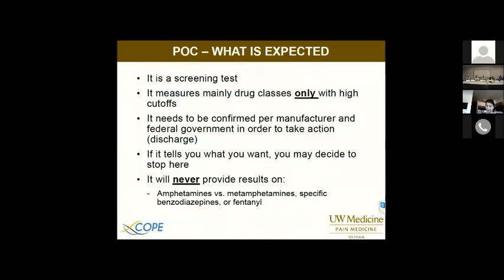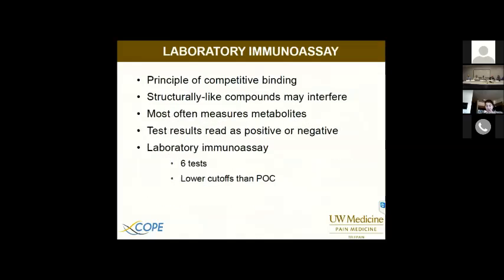Specific benzodiazepines or fentanyl: we don't have good point of care tests for those drugs at this point. The laboratory immunoassay, as well as the point of care test, is an immunoassay. It works on the basis of competitive binding, so structurally like compounds are going to interfere. They're going to bind to some type of receptor. Most often you measure metabolites.